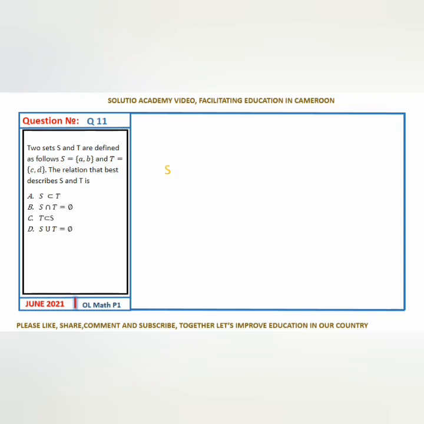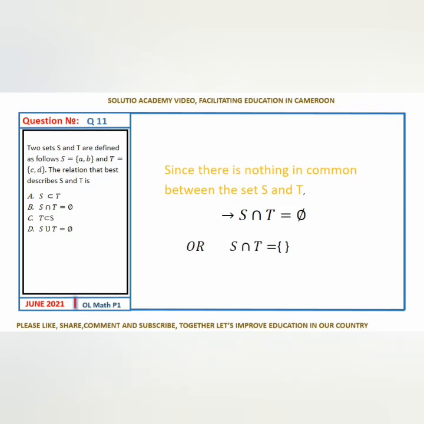This question is too simple. Now all we need to do is to compare the sets S and T. If we compare S and T, we are going to see that they have nothing in common. And since they have nothing in common, it means their intersection is equal to 0. So it is a null set, or you can represent it by this. So to this effect, our answer is B.